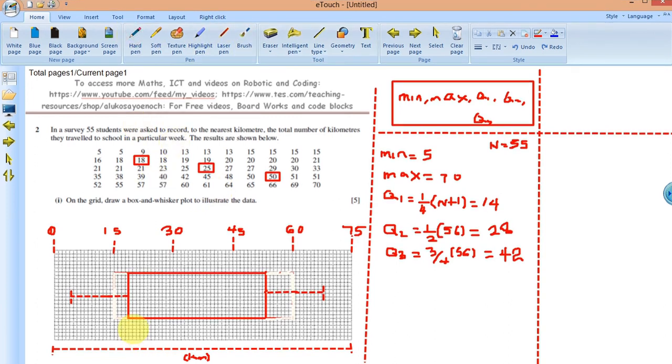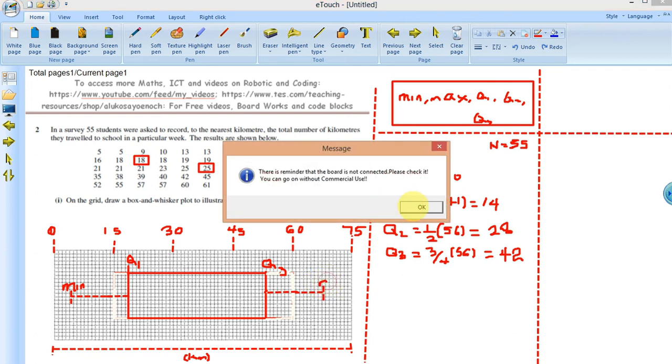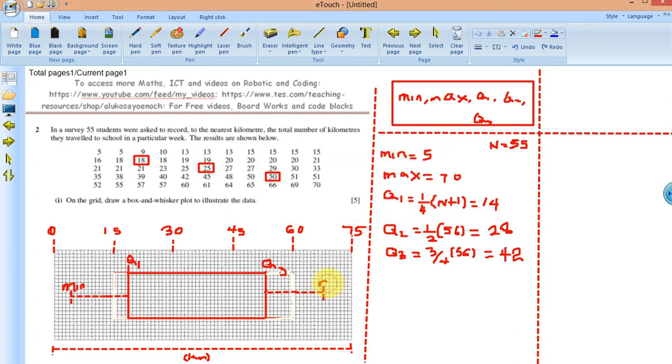So can I just write Q1? This is Q1. So your rectangular box should start from Q1 and end on Q3. This is your minimum value and this is your maximum value. Then the next is your median now. The next is your median and my median is 25.